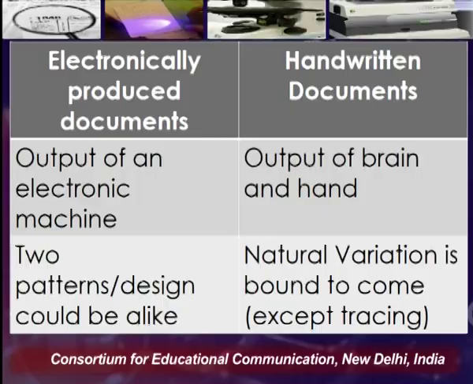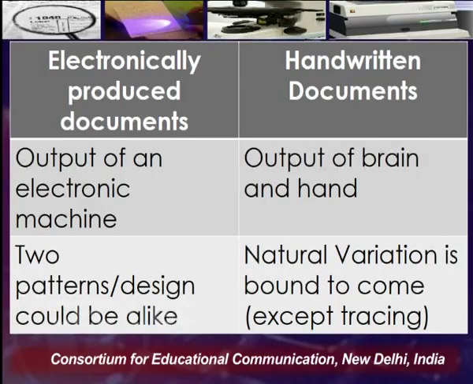First of all, if we look at the difference between electronically produced documents and handwritten documents, the first is that it is an output of an electric machine, but handwritten documents are the output of brain and hand. We know that whenever we are writing our name or signing, there will always be some variations. We call them natural variations. Our handwriting, if we look at it as a whole, will look similar, but if we go deeper, there will be some variations present because the human mind cannot work like a machine.